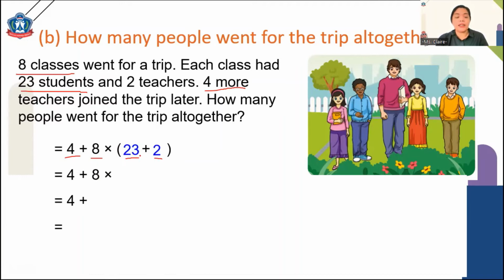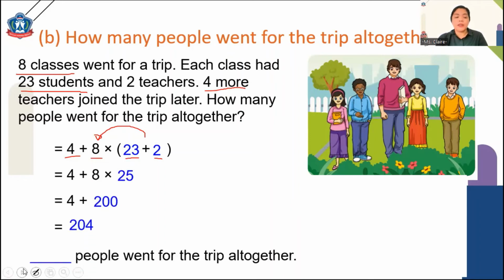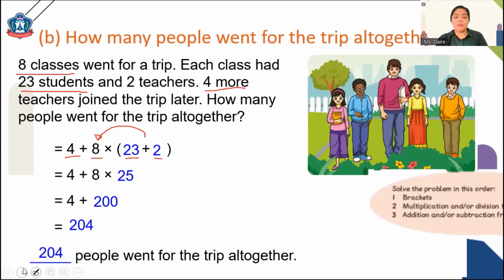So 23 plus 2, there are 25. So in one class, there are 25 people. Multiply it by 8 because we have 8 classes. So 25 times 8 is equal to 200. Then we simply add 4, and that is equal to 204. So there are 204 people who went for the trip altogether.